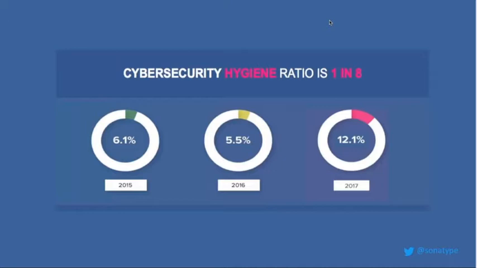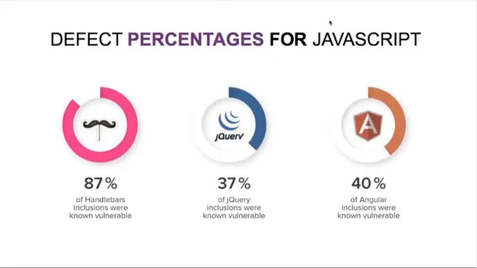The companies pulling these security vulnerabilities from public libraries are running the danger of including them in their software supply chain. But Java components are not the only vulnerable components out there. Further analysis shows that defect percentages for JavaScript are also shockingly high, higher even. 87% of Handlebars inclusions were known to contain vulnerabilities, and the ratio was around 40% for jQuery and Angular. This is the problem that we need to address today, and we'll show you how with the right tools and the right strategy.